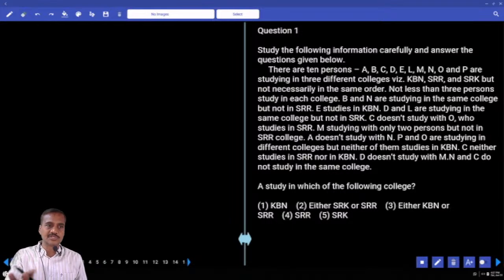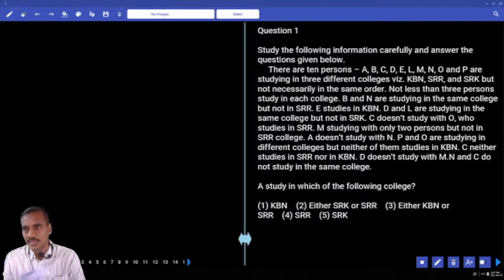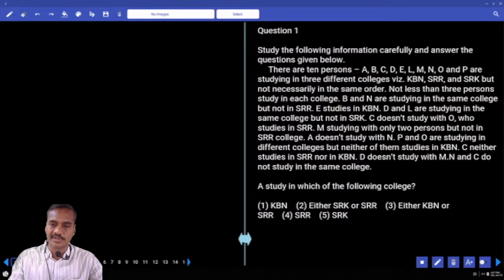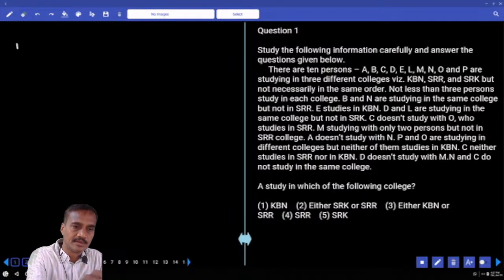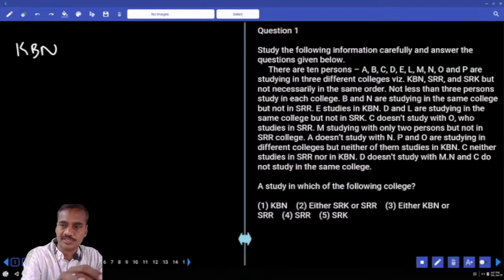If that paper had appeared, but if this appears, it is second priority. Okay, do all the puzzles at once. And meanwhile try to work out easy types of questions early first. Then coming to this one. How many colleges? 3. What are those colleges? Now KBN is 1. The next ones are SRR and SRK.